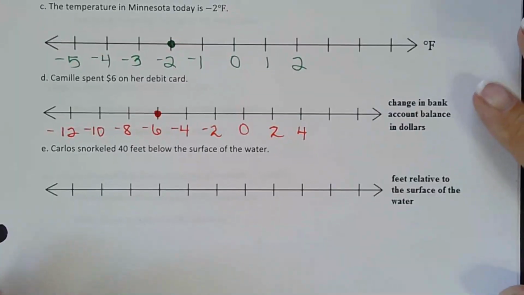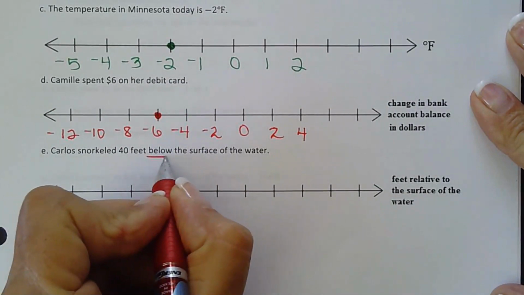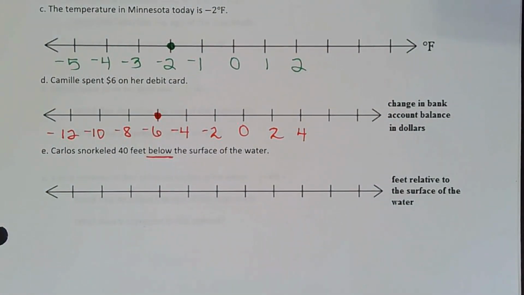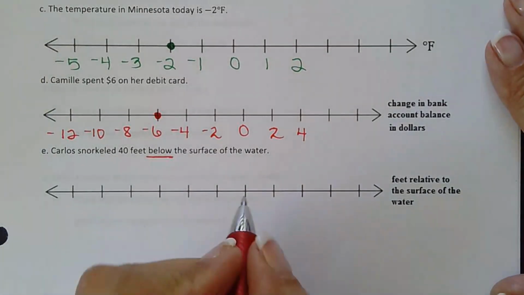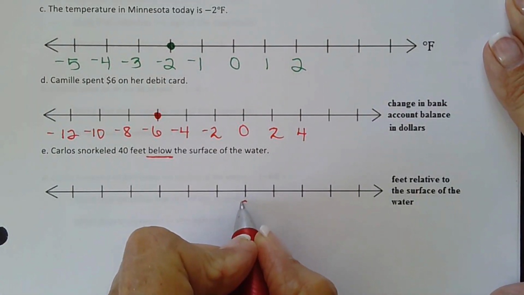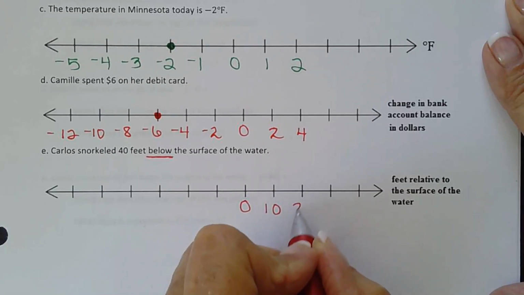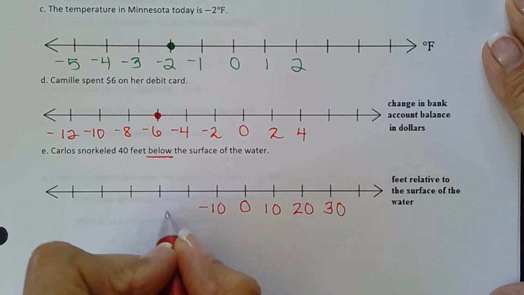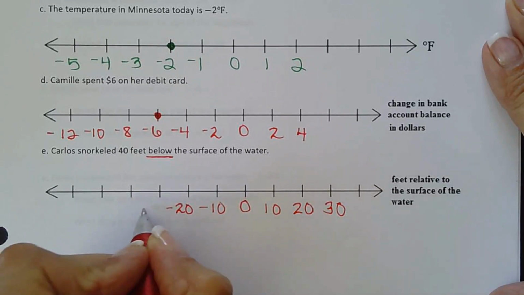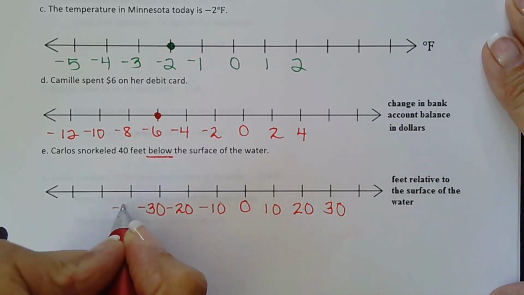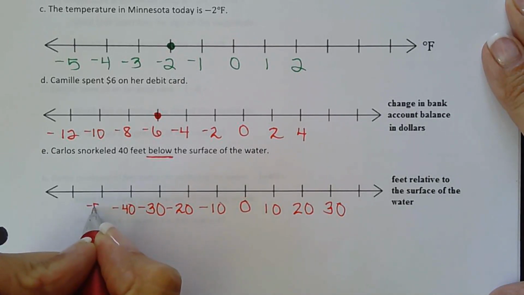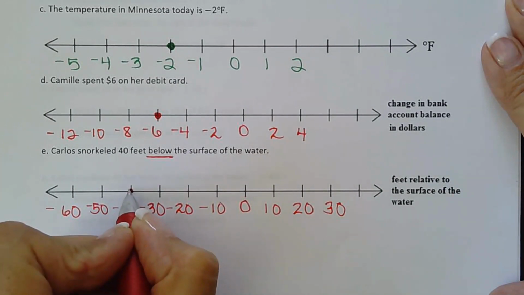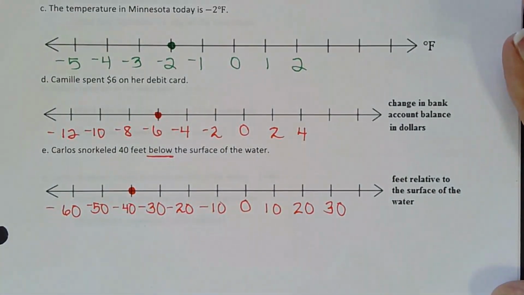Carlos snorkeled 40 feet below, there's the key word there, the surface of the water. So this one looks like maybe a good one for tens. So we could do 0, 10, 20, 30 here. And on this side we could do -10, -20, -30, -40, -50, -60. And he's 40 feet below, so we place our point at -40.